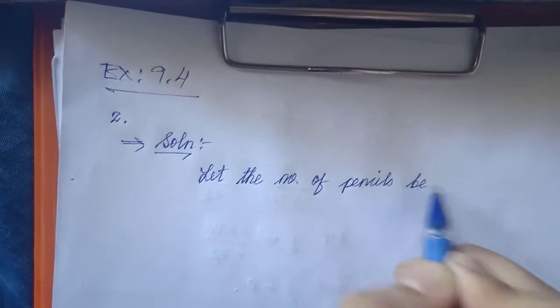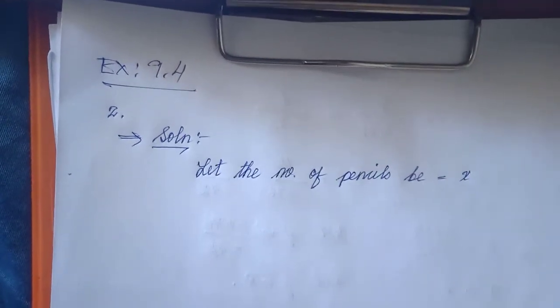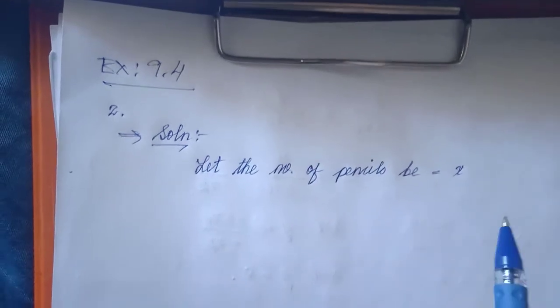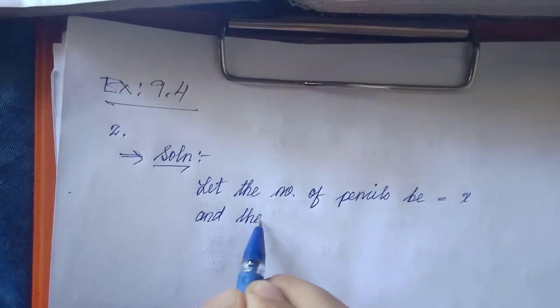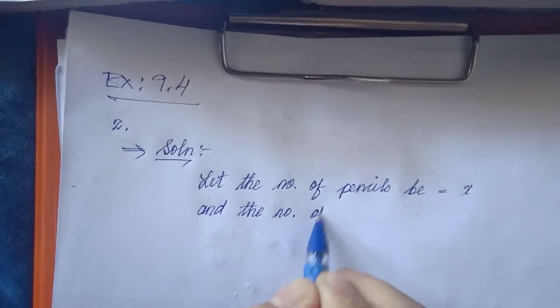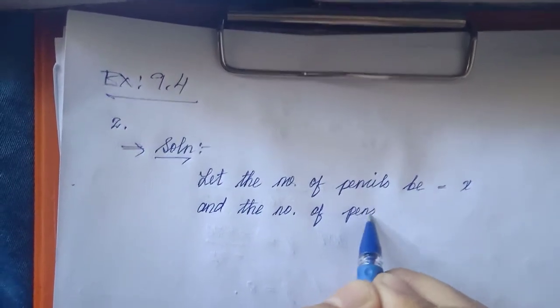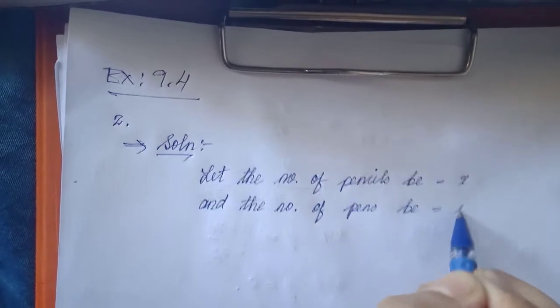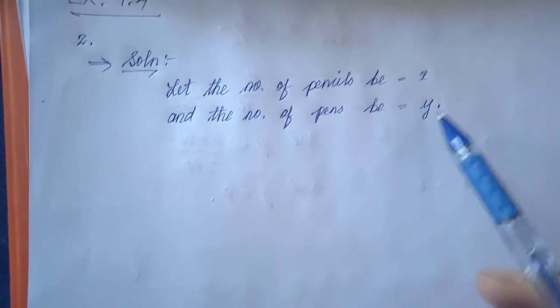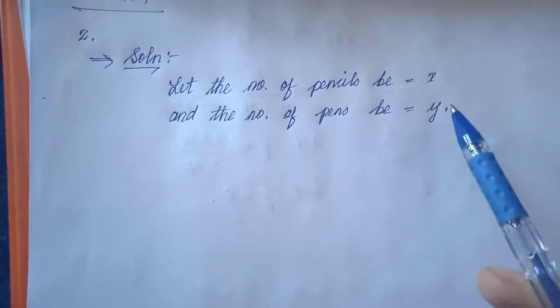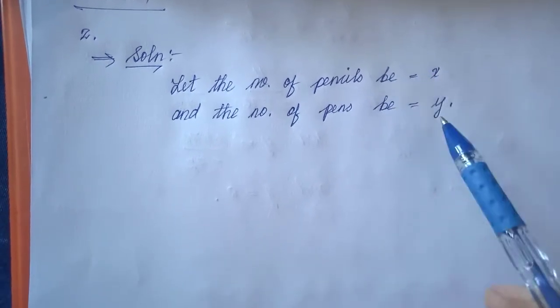be x, and the number of pens be y. Okay, here we are not talking about the money. This is the number of pencils and pens. So we need to find the number of pencils and pens.